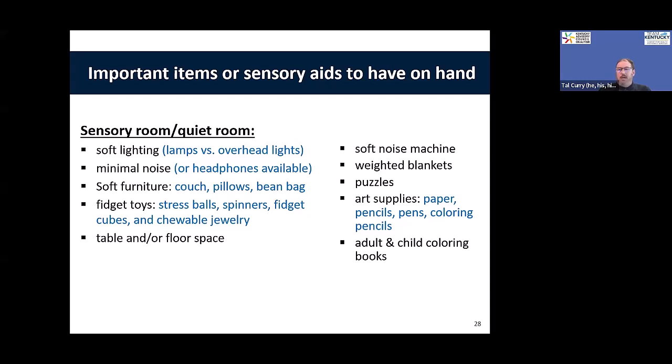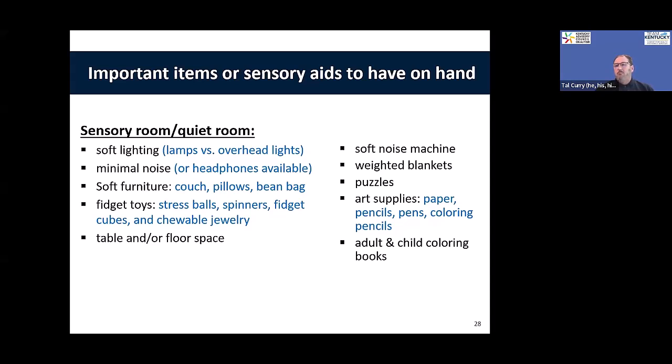Soft furniture, couches, pillows, bean bags, places where folks can unwind. Stress balls, spinners, fidget cubes, chewable jewelry. Oftentimes trying to find a sensory room or creating a quiet room. When you see these in schools, it's exciting. You may see some places have a dedicated room, but you certainly see teachers creating these spaces. And I know many of you have probably seen the benefit if you can create a space. I've seen spaces like this created out of small closets even. Soft noise machines, weighted blankets, puzzles, art supplies are oftentimes helpful.